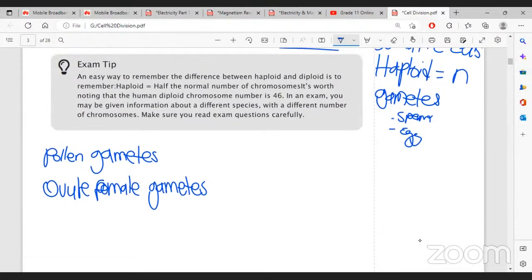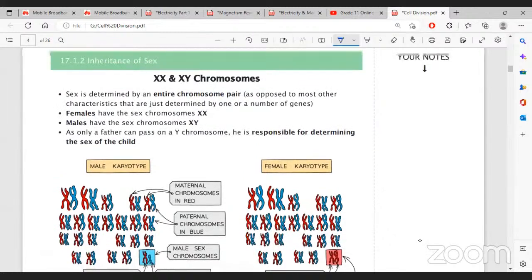Okay, so an exam tip there is that an easy way to remember the difference between haploid and diploid is to remember how haploid is spelled: HA. And for diploid, we know that di means 2, so it's bi. So that is one way to remember them. I don't know if you got that.